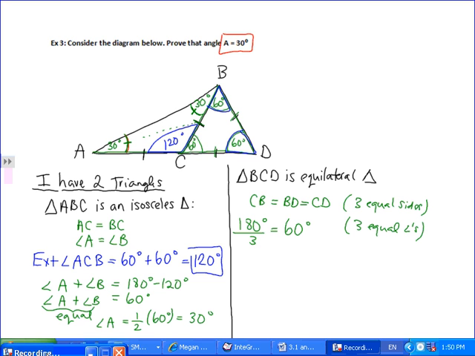And I've solved for all the angles in both of these triangles just using the relationships that I know are true about equilateral triangles, isosceles triangles, and exterior angles to any triangle. Let's look at one last problem, and then we're done for this part of the lesson.